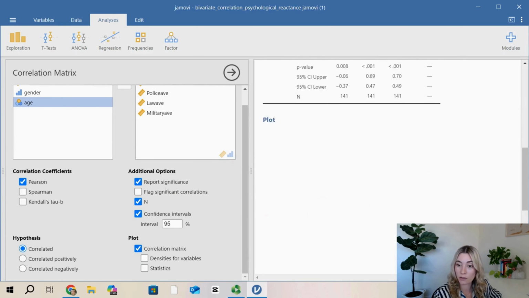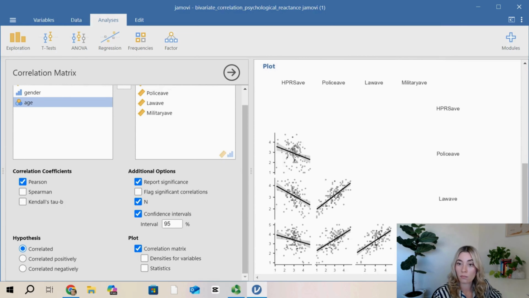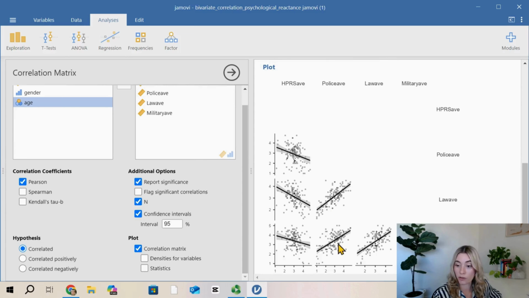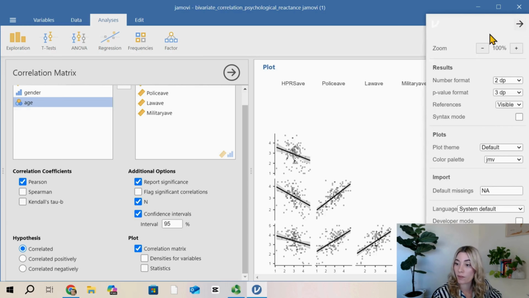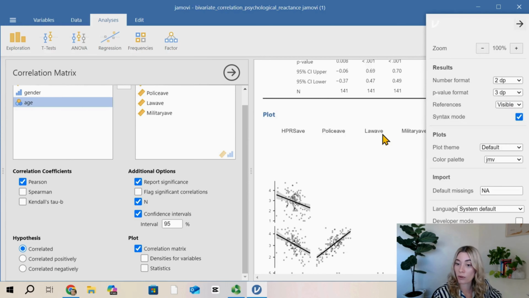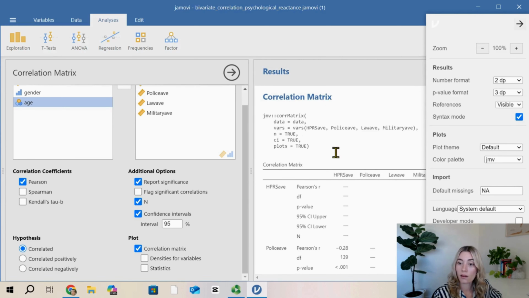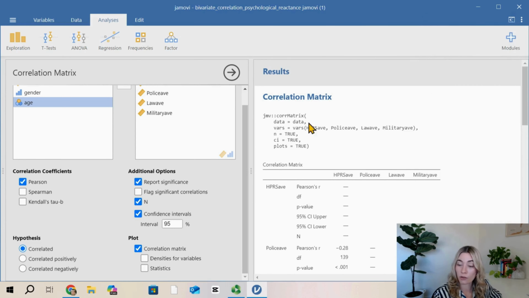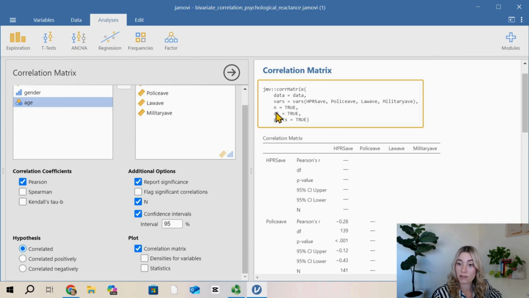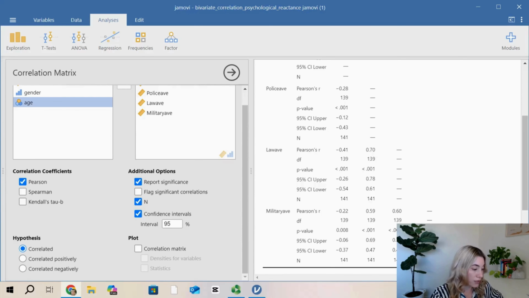If you just scroll down, here we can see the relationship between those variables on plots. You can also go here and select syntax mode. And this will give you the syntax for your specific analysis. You can then save that syntax and rerun it at a later stage without having to click through as we did previously. The write-up for this analysis could be written as follows.